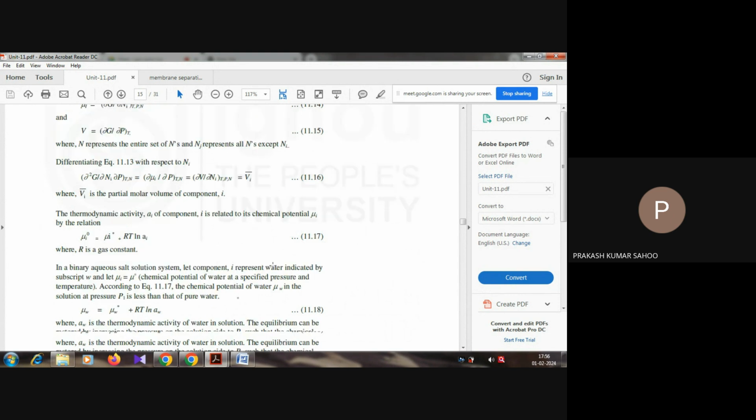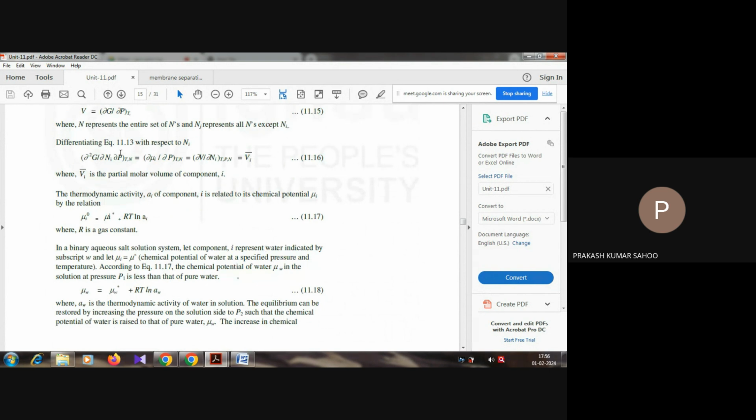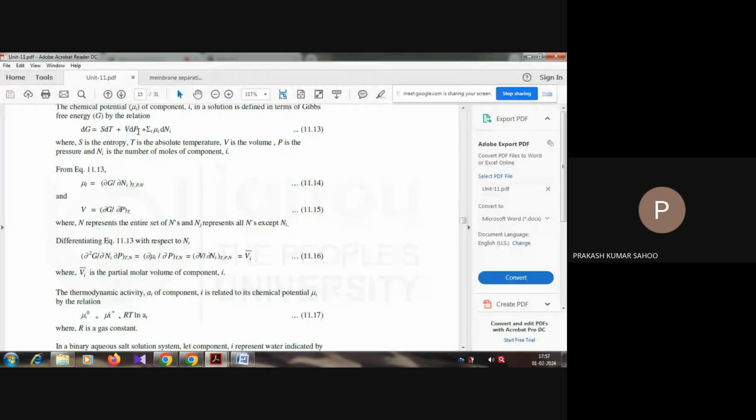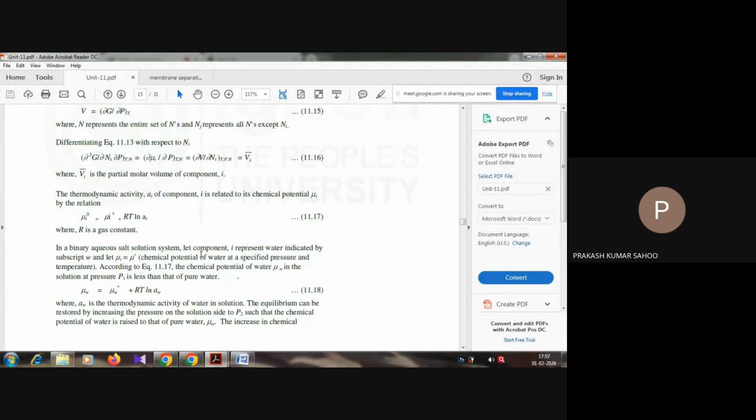So, by chemical thermodynamics, chemical potential equals the change in free energy with change in number of moles at constant temperature, pressure, and the rest of the moles. Then V, that is volume, equals the change in free energy with change in pressure. Then if I differentiate equation 11.13, that means differentiating these two, we have the equation like this, and finally we have these things.